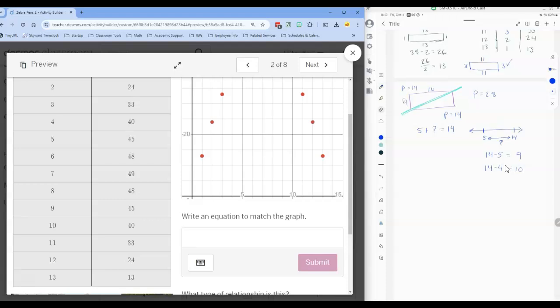Okay, what if we chose our number to be 7? Same idea, we're going to do 14 minus 7 equals 7. So we know that other side has to be 7. Now here's the part that seems to throw people.